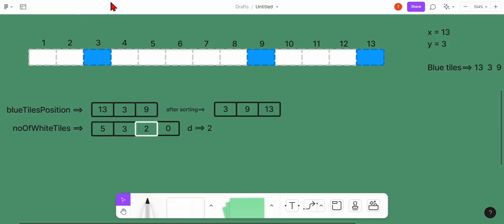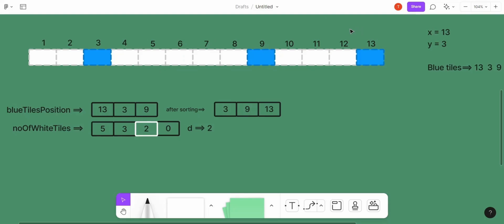So let us see the logic here. Suppose we count the number of white tiles between the blue tiles. Consider the tiles between the third tile and the ninth tile. We have 5 tiles, so we store it in the number of white tiles. Then between 9 and 13 we have 3, so we store that as well.